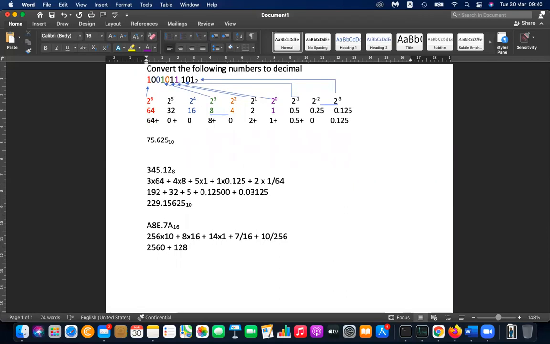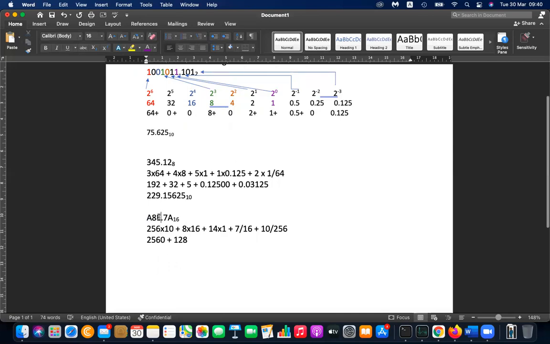How come that? 16 into 10 is 160. So why do you take 256 into 10? That one is wrong, right? This is 16 into 16, no? This is 16 to the power 0, 16 to the power 1, and this is 16 to the power 2. Positional value is 16 to the power 2. 16 to the power 2 is what?